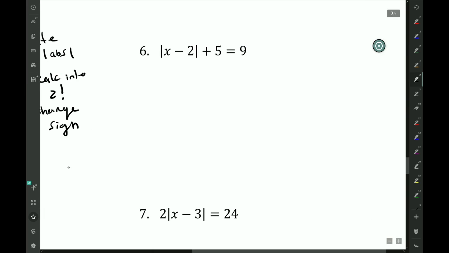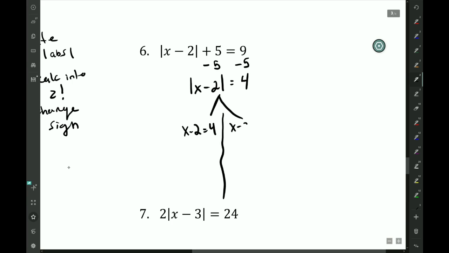The only type that gets a little more involved is like 6 and 7. So first you want to isolate the absolute value, so I'm going to subtract 5. Don't forget to chop it up in half. So x minus 2 equals 4. And you change the other side. X minus 2 equals negative 4. Bada bing, bada boom. X equals 6. And x equals negative 2.